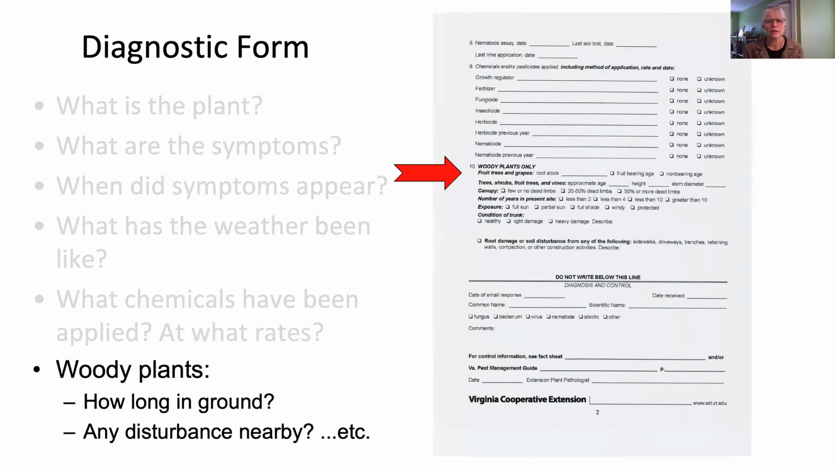This is really critical for woody plants. So, woody plants a lot of times have been in the landscape for a long time, and the symptoms on them may relate to something that happened a lot earlier. And so we need to know, how long has that plant been in the landscape? If we don't have the whole plant, we need to get a picture of how many dead limbs there are and that sort of thing. Any construction injury around the roots, all of this can be relevant. So be sure to fill that out for any woody plant.